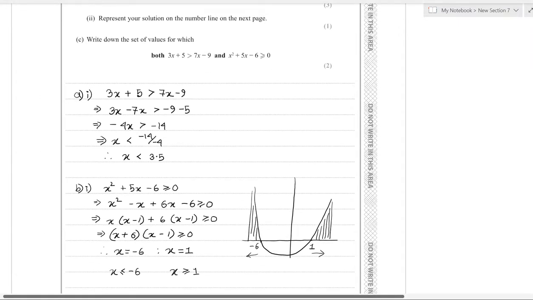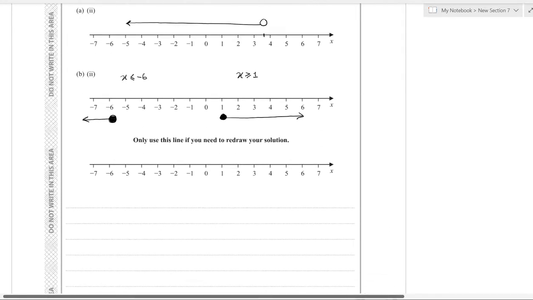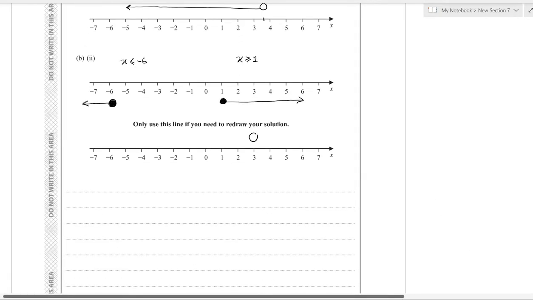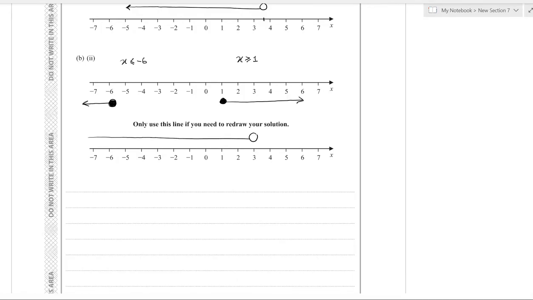Moving to part C, write down the set of values of x for which both the inequalities are satisfied. So now I am going to write both the inequalities onto this extra line given here for my own use. The value for part A1 was x less than 3.5. And for part B2 it was x greater than or equal to 1 and less than or equal to -6.